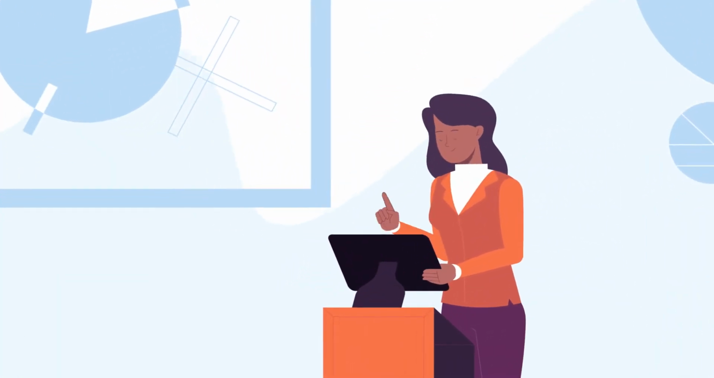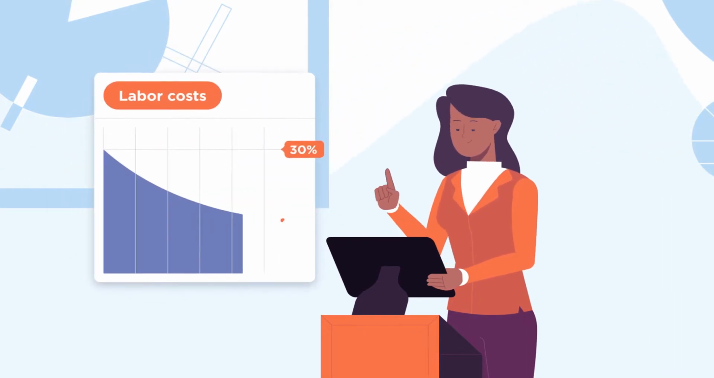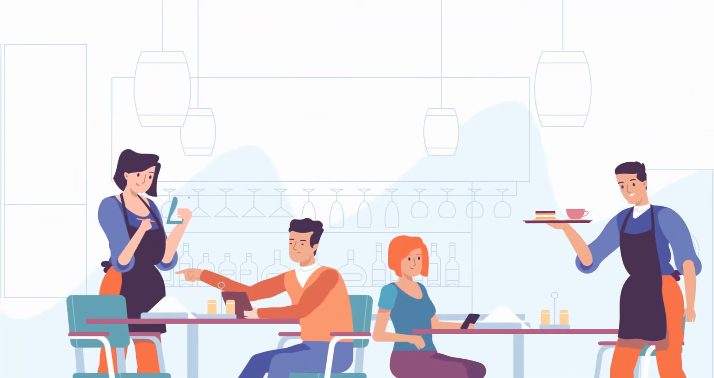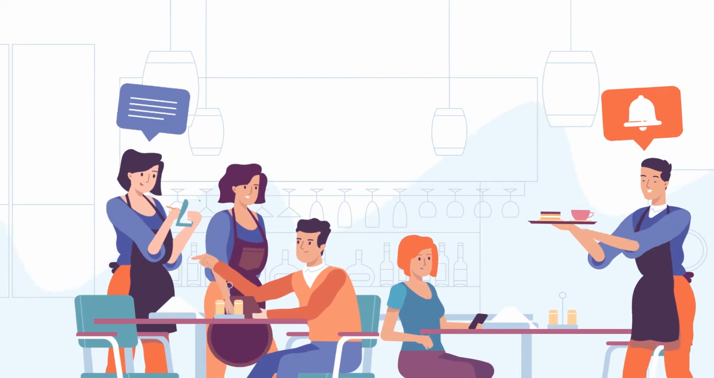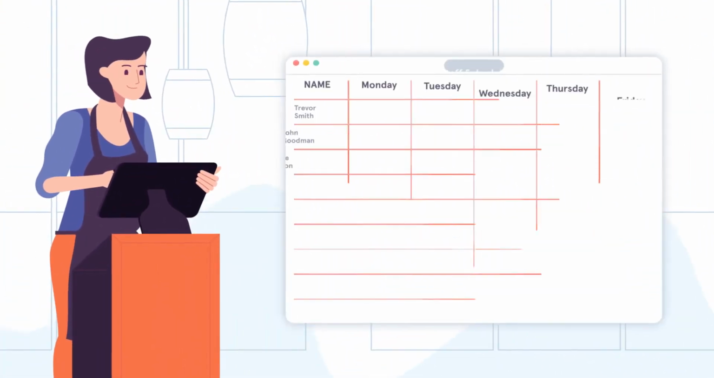7shifts' powerful POS integrations will cut your restaurant's scheduling time by 80%, reduce your labor costs by up to 3%, and improve employee communication and accountability by making use of the untapped data in your point of sale. Here's how your future looks with 7shifts.